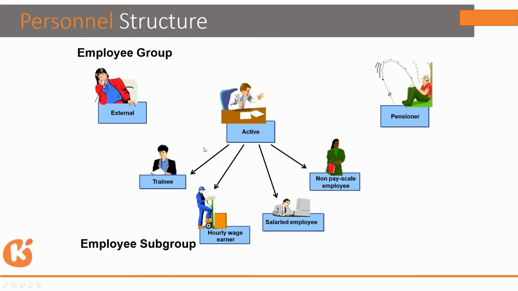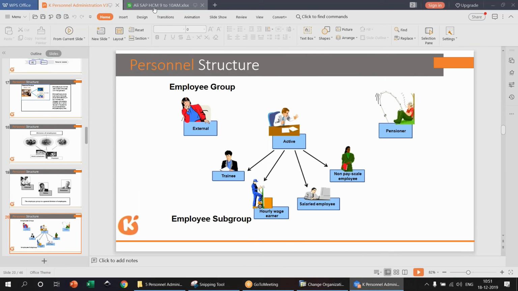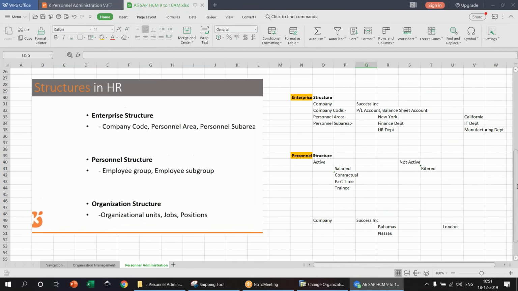Clear about what is employee group and employee subgroup? Yes. Same thing, you can see this person is working in Success Inc. Let's suppose he's working in New York, in the HR department, and he's a salaried employee. So you can see like this, the company structure gets formed. And from the organization structure, you will see which position, which job, and which organizational unit he is working in. So like this, you will see all these details.